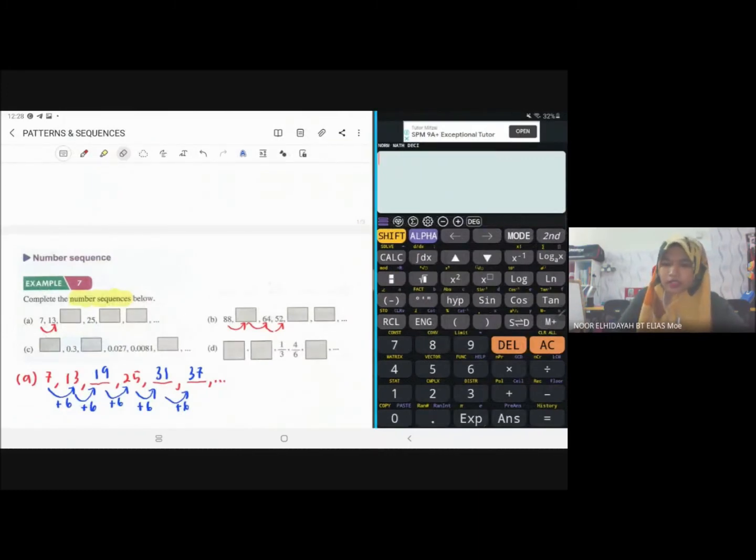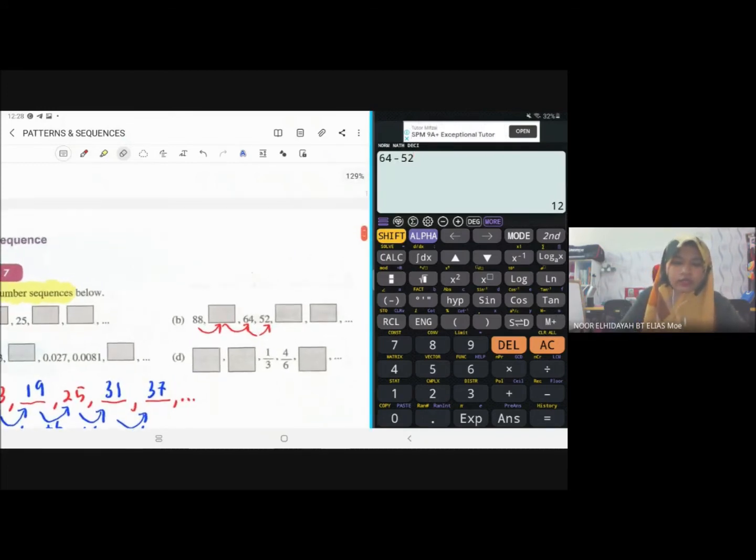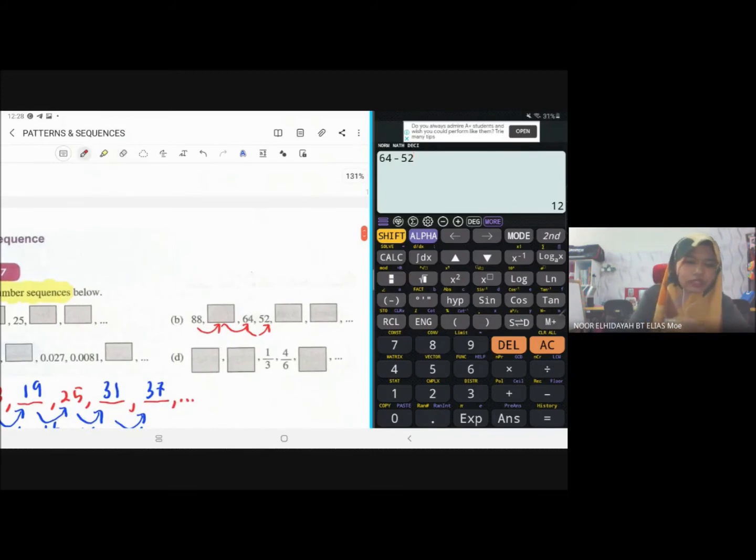Okay, 64. 64 minus 52 is 12. So here is minus 12. Minus 12, bukan 2 ya, minus 12. Then awak uji. Adakah betul, is it this pattern is minus 12? Sebab yang belakang tu dah tak ada number, so awak tak boleh nak identify.